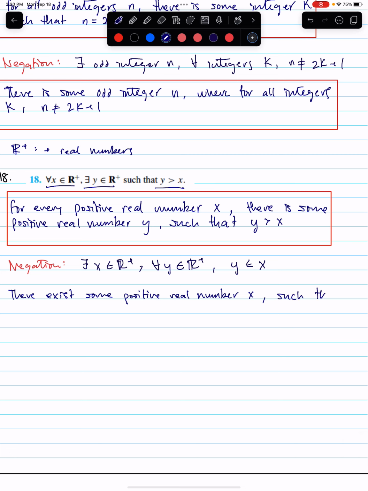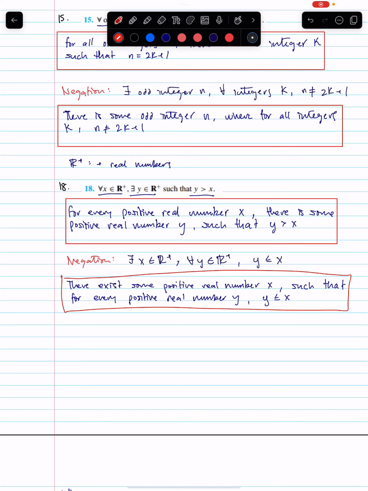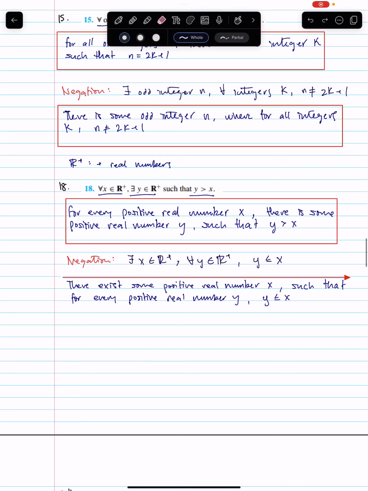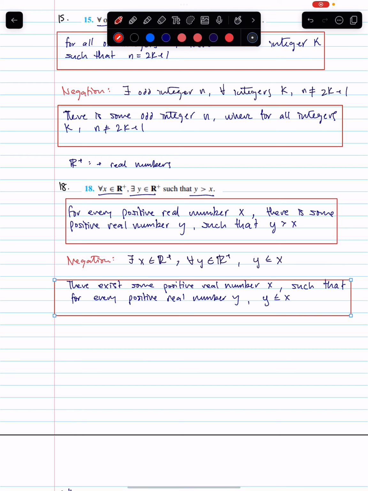Such that for every positive real number y is less than or equal to x. Remember, we're negating this, right? We have to negate that. Basically just flipping everything. Alright.